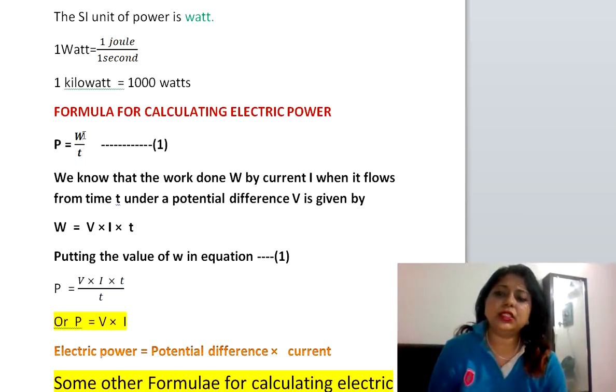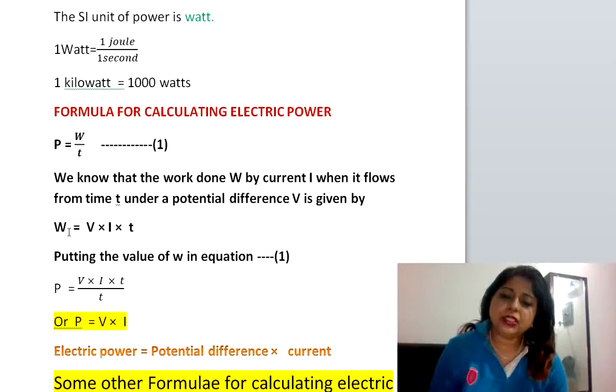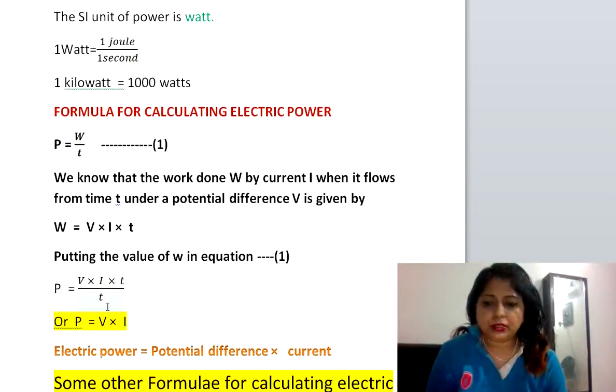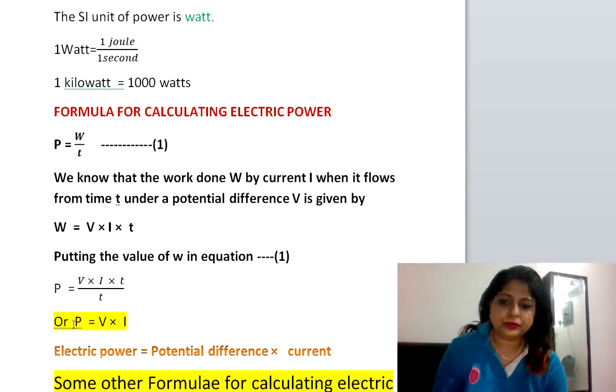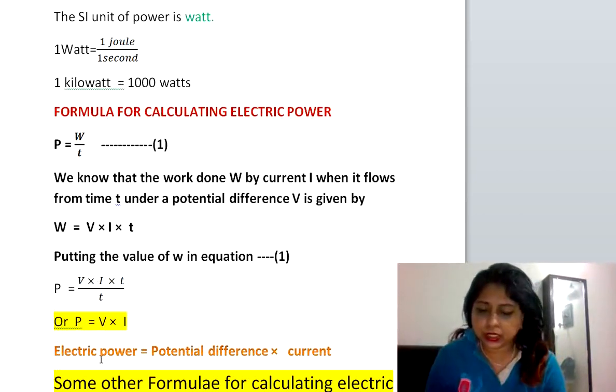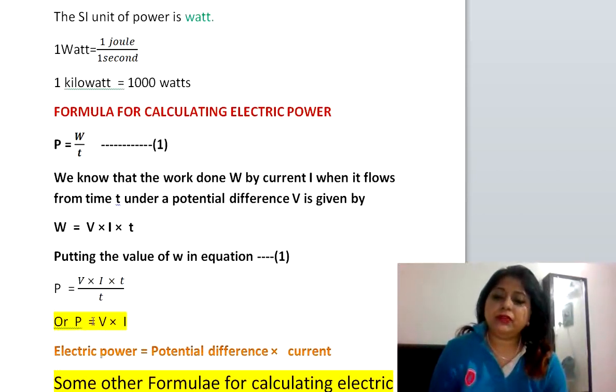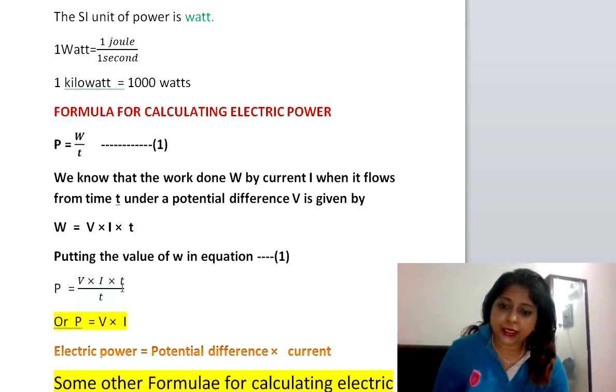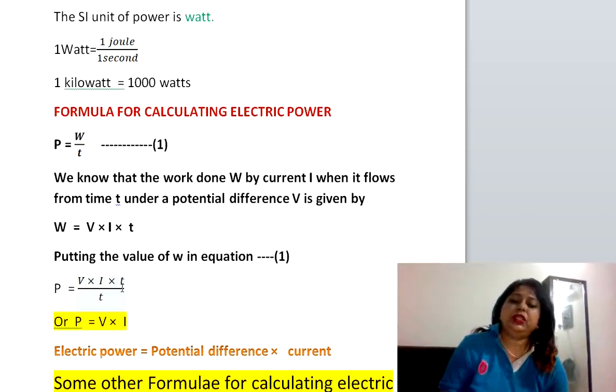Power equal to work done upon time, means W upon T, and at the place of W I have written V into I into T because W equal to VIT, and the T is there. So this T and this T, it will cut. Now what is left? P equal to VI. So this is the second formula. P is the power, V is the potential difference and I is the current. So we can say electric power equal to potential difference into current. One formula P equal to W upon T and another P equal to V into I.